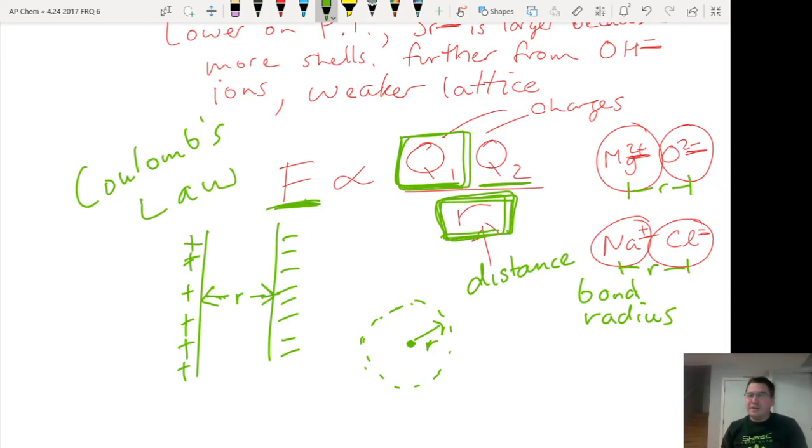There you go. And I don't believe they give you the formula for Coulomb's law on the formula sheet. I could be wrong, but it's a fundamental law. So they probably expect you to just know that as the distance between things gets bigger, the force gets smaller, and as the charge gets bigger, the force gets bigger. And that explains a lot of what are called periodic trends.